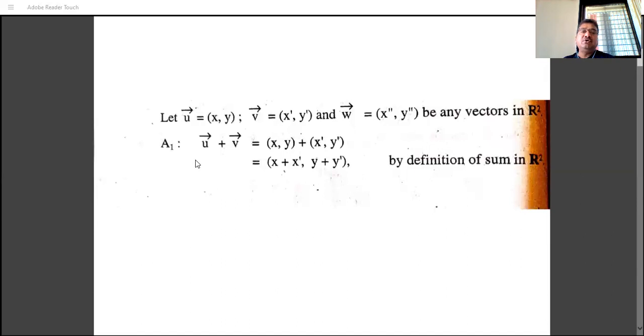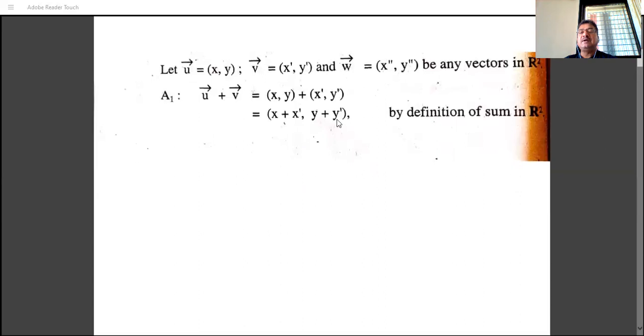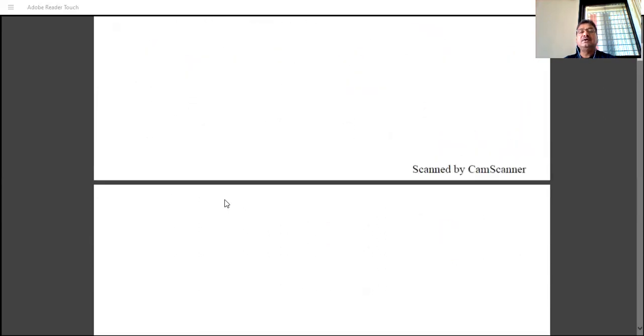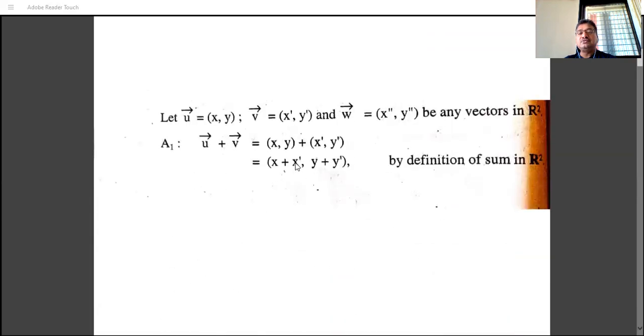Now we have to show the first property, that the addition of every two elements of R square exists in R square. So u bar plus v bar, where u bar and v bar are any two elements of R square. So what is u bar plus v bar? (x, y) plus (x dash, y dash) is (x plus x dash, y plus y dash). What is this? This is by using the definition of sum in R2. It is new. It is not your usual definition.